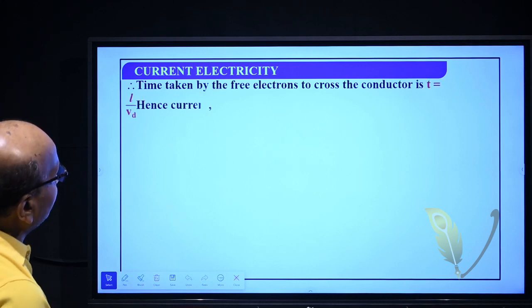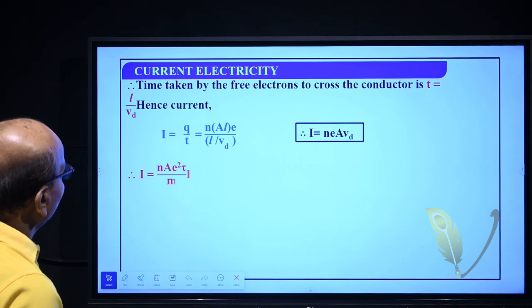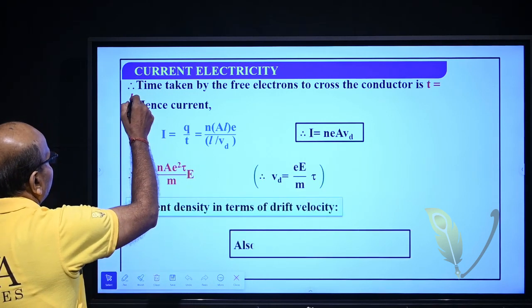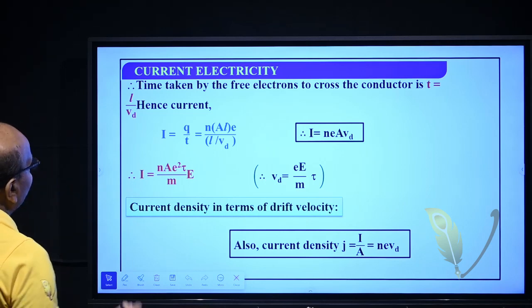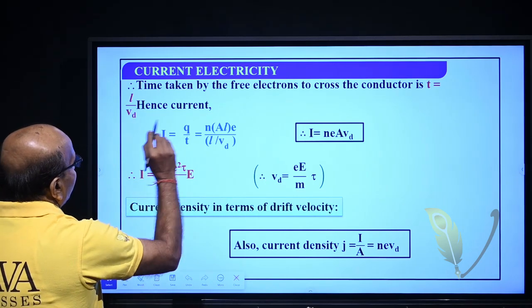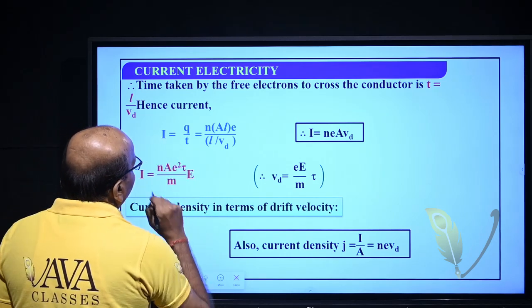Then the time taken by free electrons to cross the conductor, t, is equal to distance by velocity. The distance covered is the length of the conductor. Therefore we write t is equal to L by Vd. Hence current I is equal to Q by t.